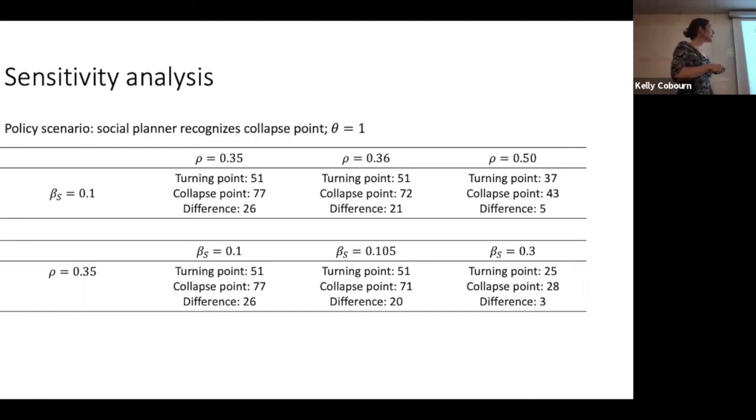So what we can see is that as the substitution parameter increases, we do see a move forward in the turning point. Okay. And we also see that the collapse point occurs much earlier. So the amount of time between the turning point and the collapse point also decreases as that substitution parameter increases. The same pattern holds qualitatively for an increase in the share parameter, beta S. Okay. So we see an earlier turning point, an earlier collapse point, and a much smaller difference between the two as we increase substitutability in that CES production function.